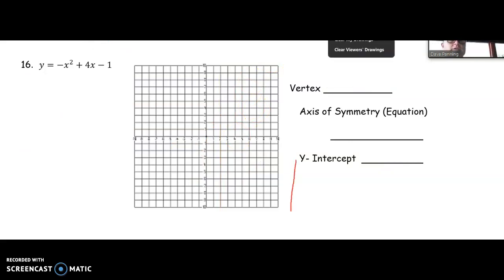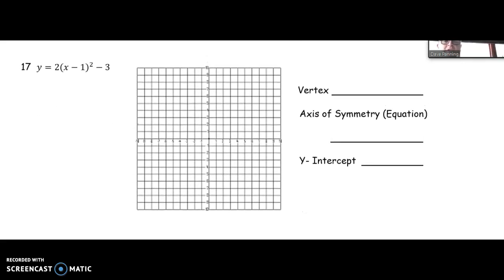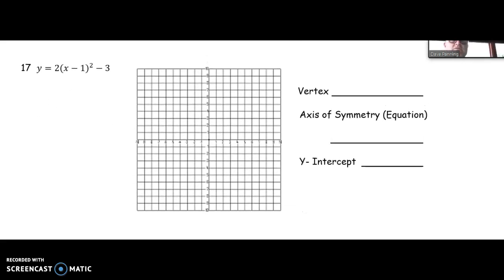The next one that we're going to do is in vertex form, which should make it a little bit easier because in vertex form they actually give you the vertex. The vertex is at the point 1, negative 3. So I'm going to go over 1, negative 3, which is right here. You can think of it also as shifting it 1 unit to the right and 3 units down.